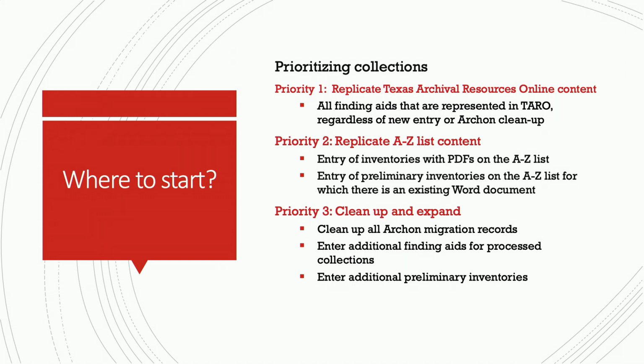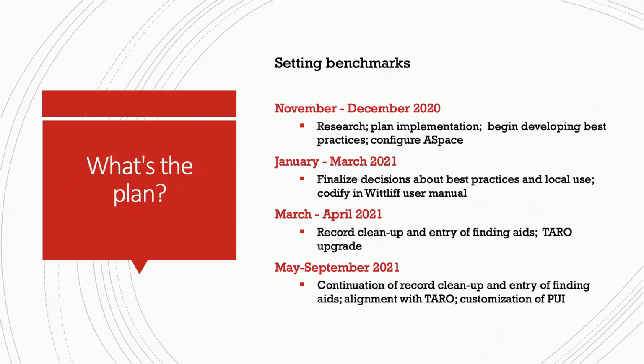So that was fun. So priority 1 was to replicate the TARO content. And then priority 2 was to replicate the A to Z list content, which I just showed you. And priority 3 was everything else. So you can see that we really had a game plan. And again, because we like planning, we actually set benchmarks in the cutoff goals kind of way, just with the targets we wanted to meet in each of those cutoffs.